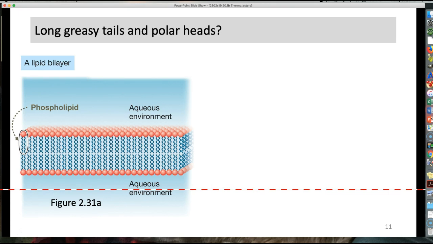These long greasy tails and polar heads are again a pretty predominant part of our lives, in that phospholipids have long greasy tails, as evidenced by these little squiggly blue lines.